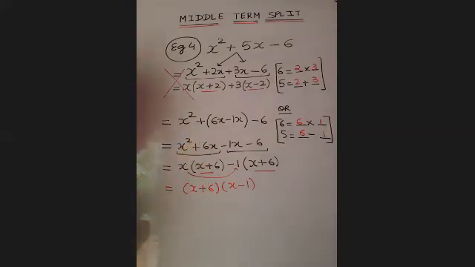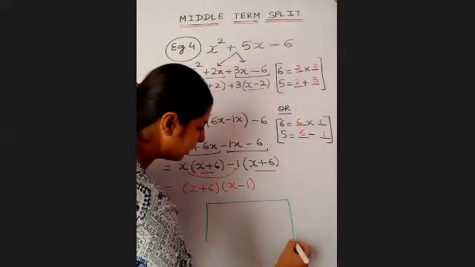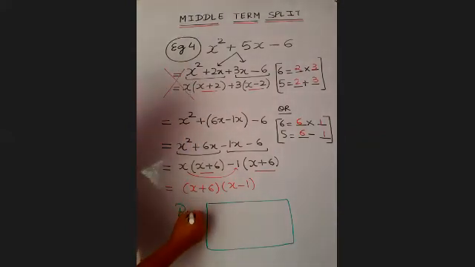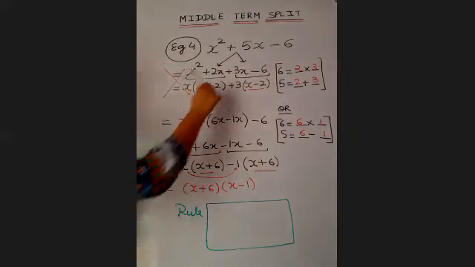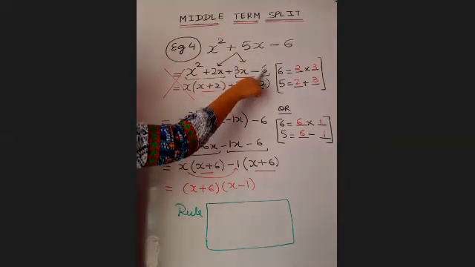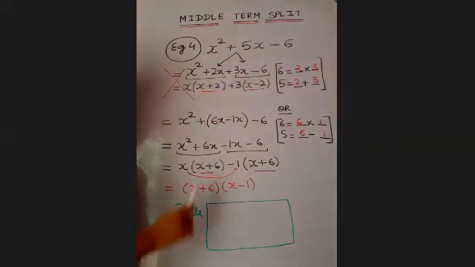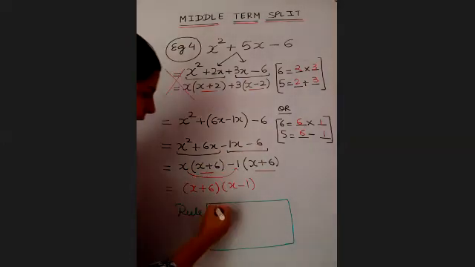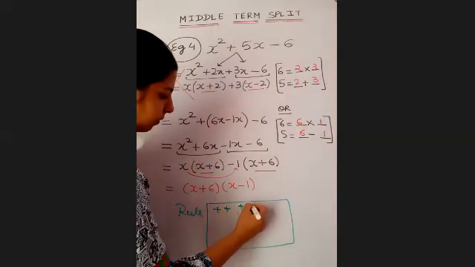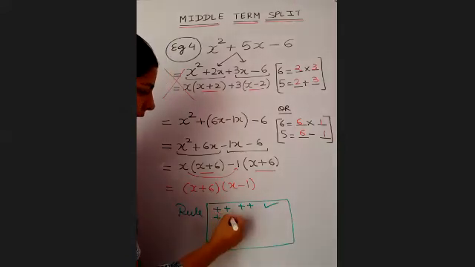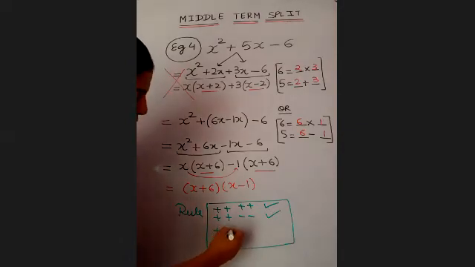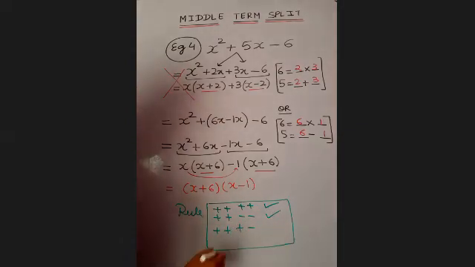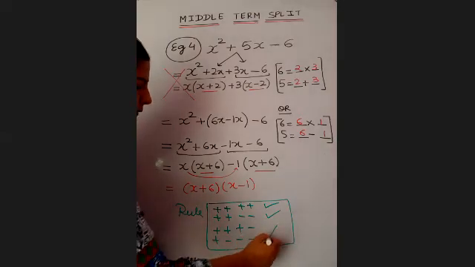Yes, ma'am. So there is a rule by looking at which you will get to know whether your answer is correct or wrong. The rule is, after the middle term split, the 3 terms become 4: 1, 2, 3, 4. If all the 4 terms are positive, it's correct. If 2 positive, 2 negative, it's correct. But if you have 3 positive, 1 negative, or 1 positive, 3 negative, it will not work.